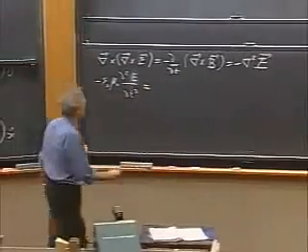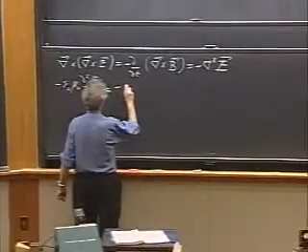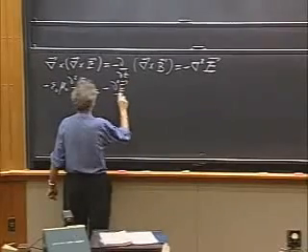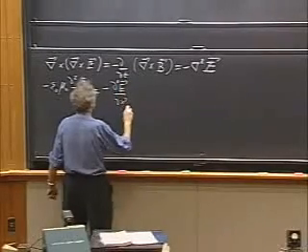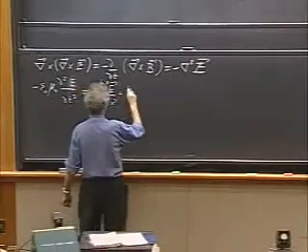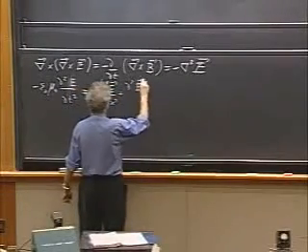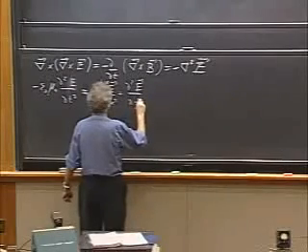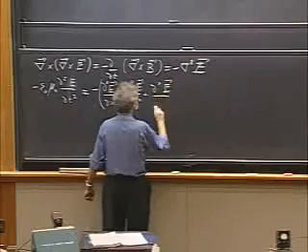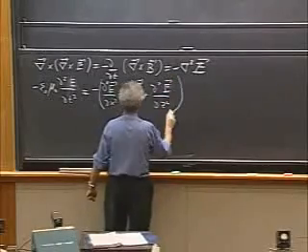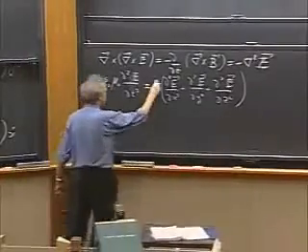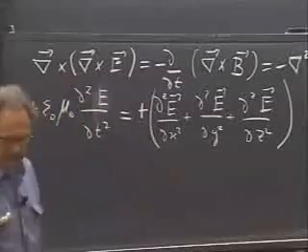And now on the right side, I get minus d2E/dx squared plus d2E/dy squared plus d2E/dz squared. And this minus sign and this minus sign eat each other up.